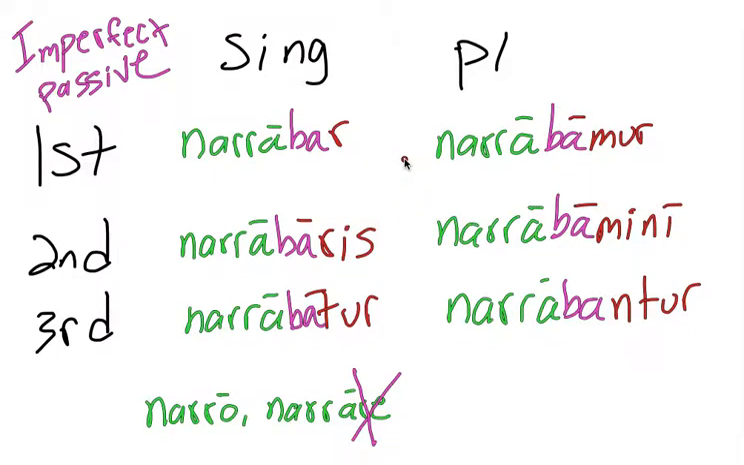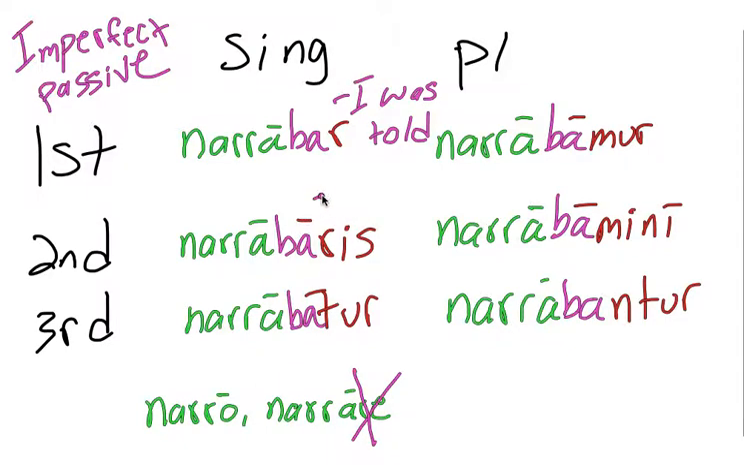Okay, and so if we were translating the first person singular narrabar, that would mean I was told. Okay, or I was being told. Remember that narro means to tell. Okay, the active form narrabam would be I was telling, or I told, like I told you a story. But narrabar is passive, so it means I was being told, as in somebody else was telling the story to me. So I was being told about the story by you. Okay, so those are passive.